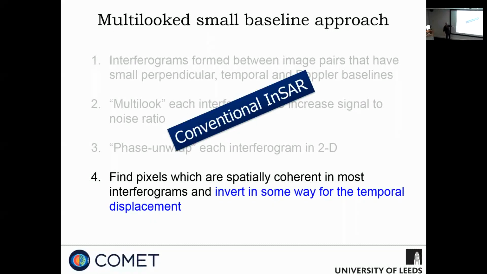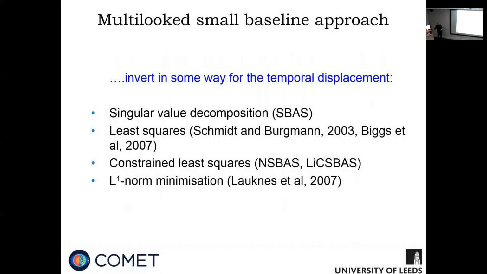The only bit you don't have to worry about is how you invert or order interferograms to get time series of displacement. There are various different approaches to this. SBAS, the small baseline subset method, is one particular small baseline algorithm. In this case, they used singular value decomposition inversion. There have been multiple other approaches, such as least squares, L1 norm, and other things as well. But essentially, once you've got a bunch of unwrapped data, you can throw any inversion technique at it to find displacements.